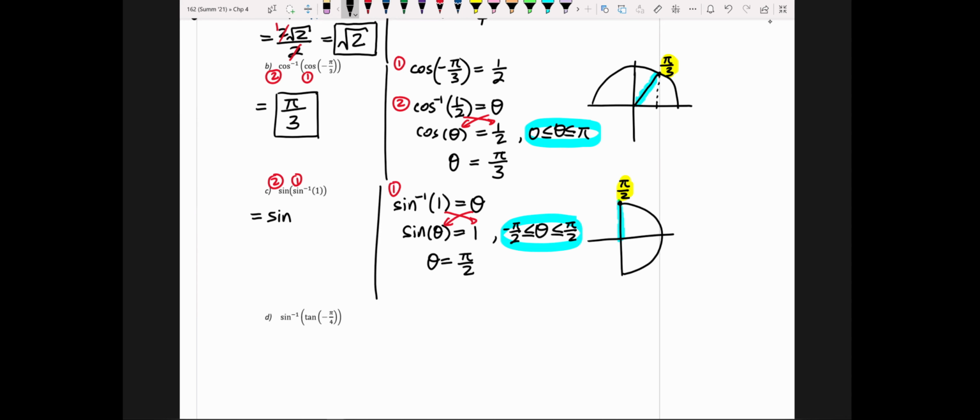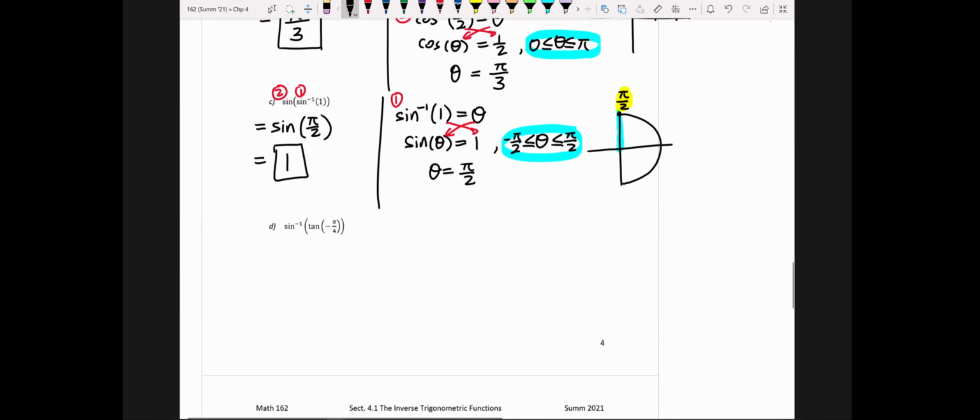Okay, let's see the list here. Jimmy is up next. Jimmy, what is sine of pi over 2? 1. That's right. So that's your final answer. So when you're composing inverse with the function or function with the inverse, sometimes you get the original input, sometimes you don't. You have to check the restrictions. So always work the inside function first, then the outside function. Okay, let's move forward.